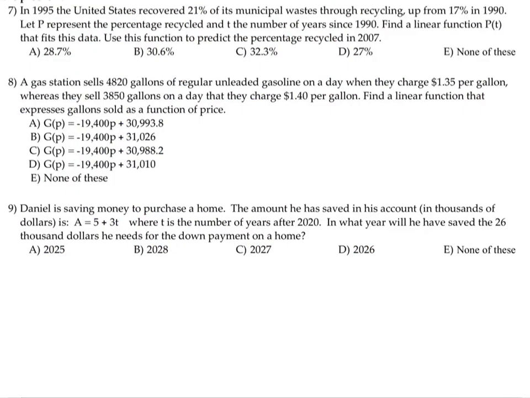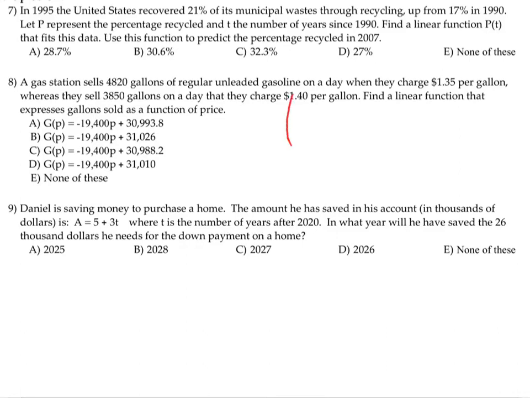Number 9, Daniel is saving money to purchase a home. The amount he has saved in his account in thousands of dollars is A equals 5 plus 3t, where t is the number of years after 2020. There we go again with that. They have a starting time that's so common. Biology, chemistry, you do this all the time. Starting time is 2020. T is years after 2020. In what year will he have saved the $26,000 he needs for the down payment on a home?